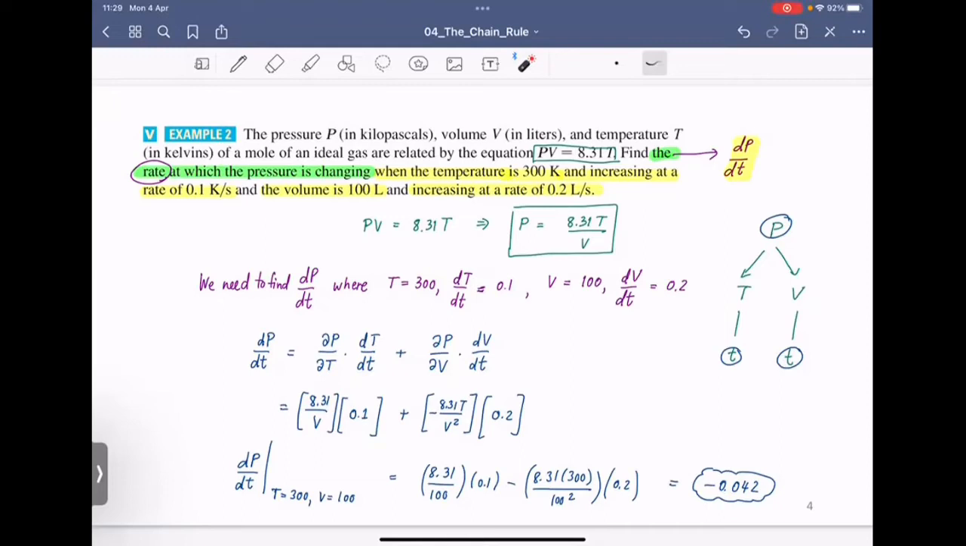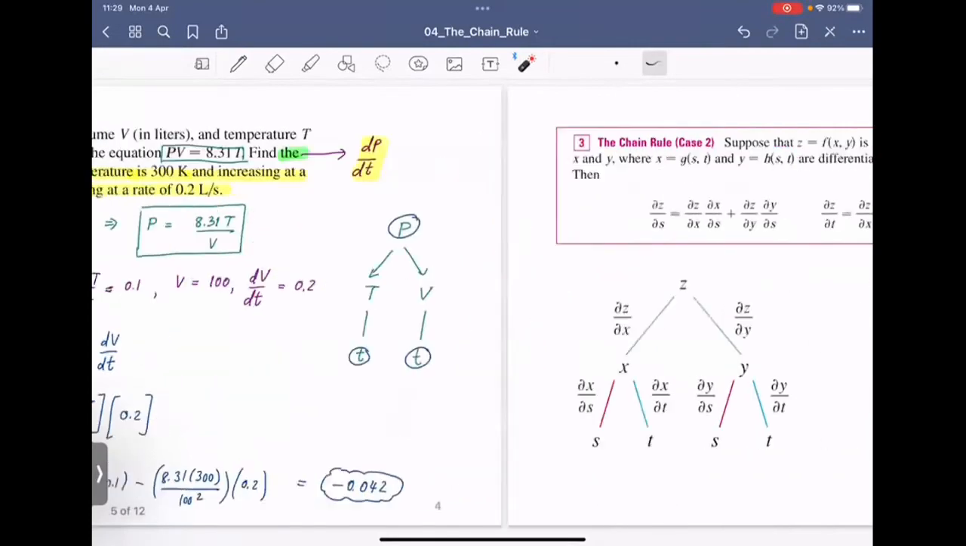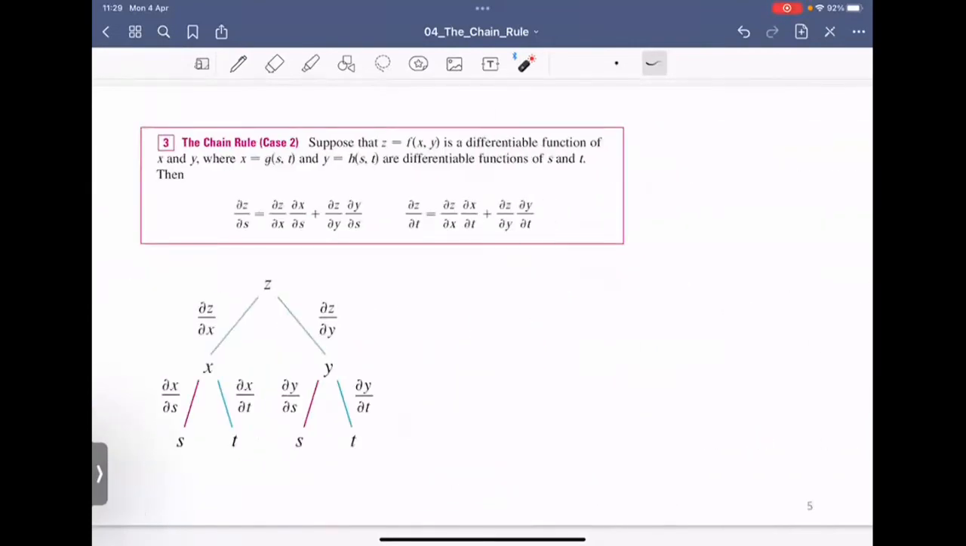Any questions so far? Anyone need more explanation at each step? Anyone have any questions? Example 2 here. So far, so good. All right, so I believe that you are listening to me.